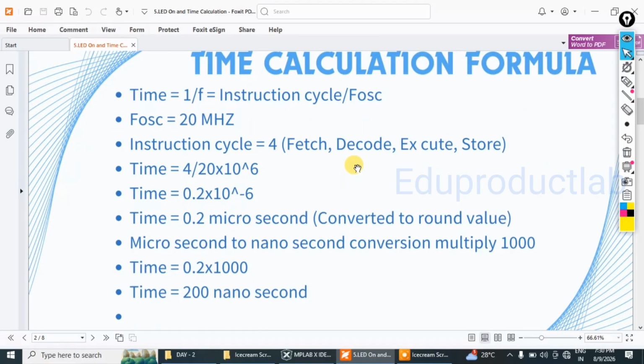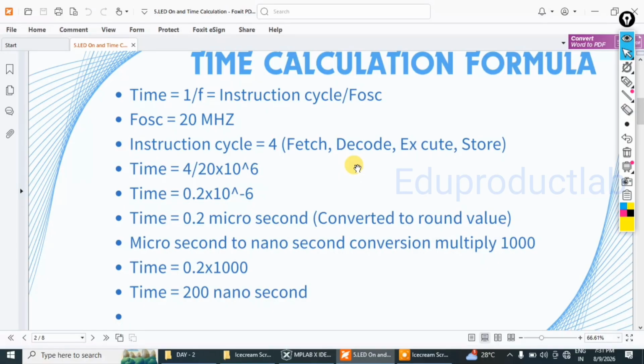Let's get started. Why do we need time calculations? Every microcontroller performs operations according to its clock frequency. Without understanding timing, you cannot blink an LED accurately, generate delays, communicate with sensors, control motors, or use SPI or I2C correctly. That is why time calculation is one of the most important concepts in embedded programming.